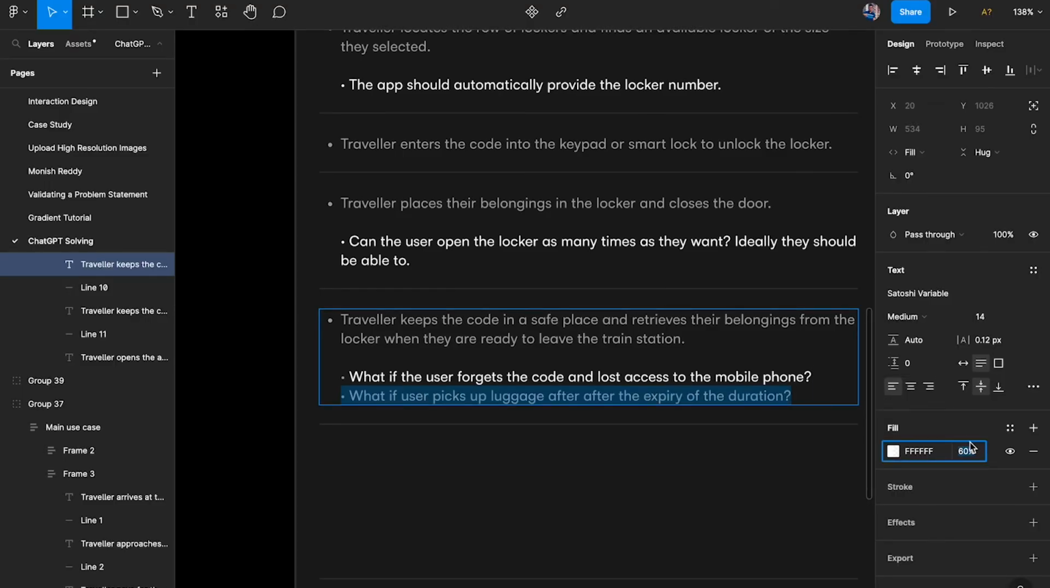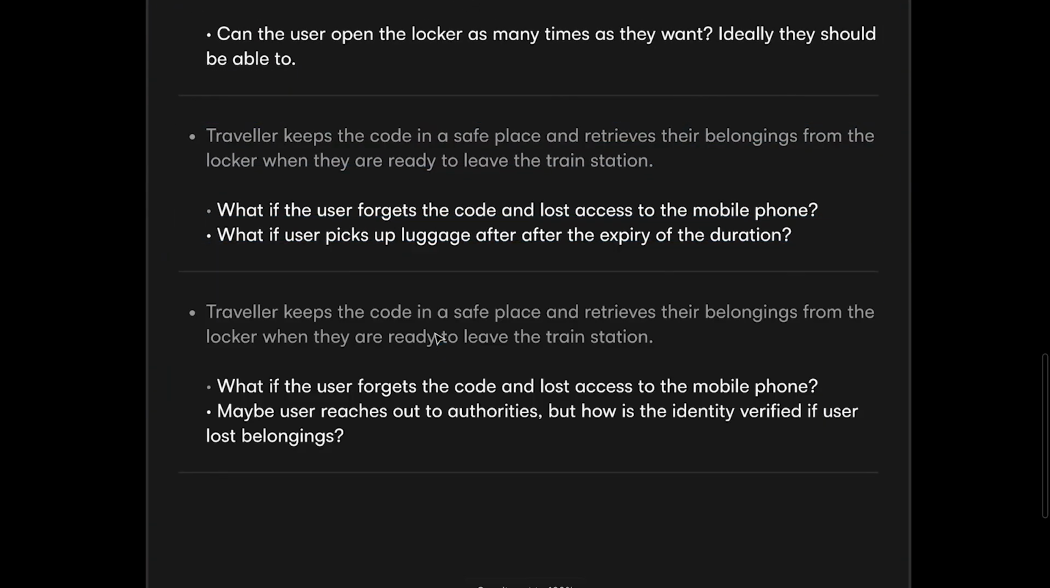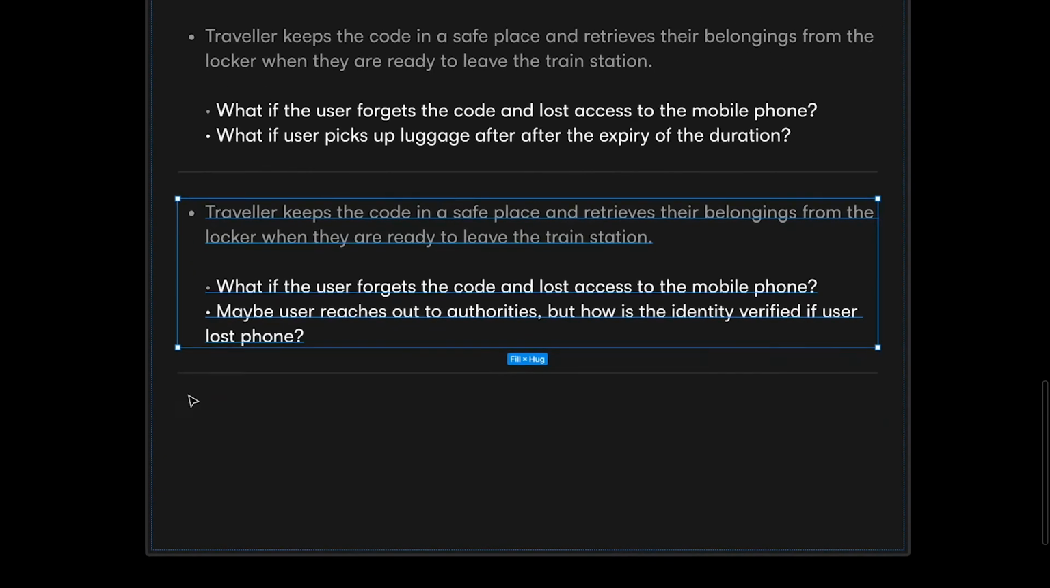I'm just going to go ahead and make this 100% as well. All right, that's fine. And then over here, the traveler keeps the code in a safe place and retrieves their belongings and all of those things. Again, same question. What if the user forgets or loses access to the code? Maybe the user reaches out to the authorities to get it, but how is the identity verified if the user lost belongings, right? So for example, let's say I've lost my mobile phone over here, right? So I have a lot of these questions.